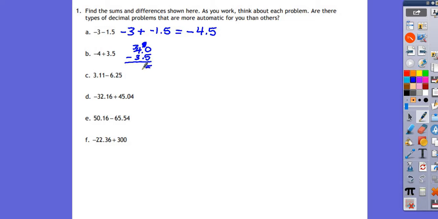10 minus 5 is 5. 3 minus 3 is 0. So I get 0.5. My song says subtract and keep the sign of the larger number. Well, is a 4 or a 3.5 larger? 4 is bigger and it has a negative on it. So that means my answer has to have a negative on it. So my answer to B is negative 0.5.